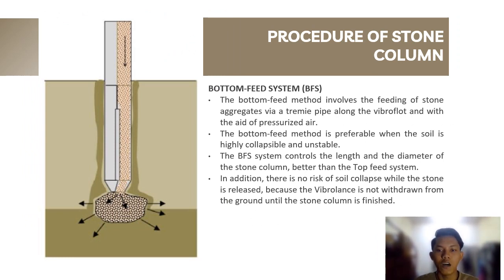Next, we move to the procedure of stone column. We use the bottom feed system. The bottom feed system involves feeding of stone aggregate via a tremie pipe along the vibroflot and with the aid of pressurized air. The bottom feed method is preferable when the soil is highly collapsible and unstable. The BFI system controls the length and the diameter of the stone column better than the top feed system. In addition, there is no risk of soil collapse when stone is released because the vibroflot is not withdrawn from the ground until the stone column is finished.